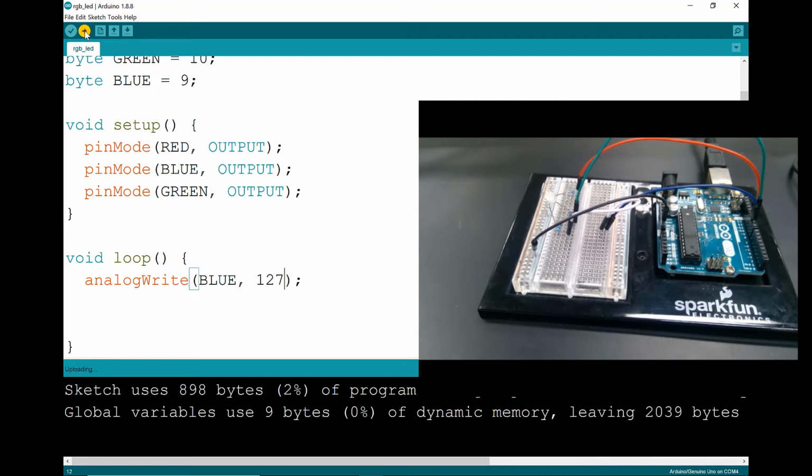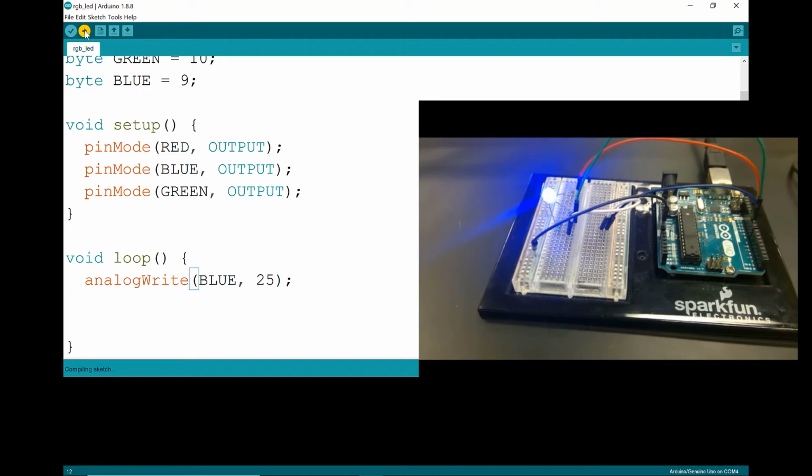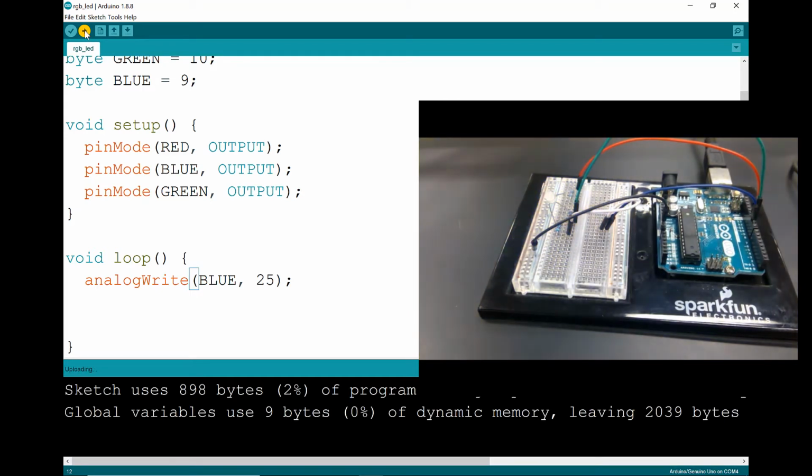So here we'll get a blue light that's about 50% as bright as it was before. If I put 25 in here, that's a duty cycle of about 10%. It's going to be even dimmer. Put a 3 here, that's a duty cycle of about 1%. You can barely see it's on, but not very much.